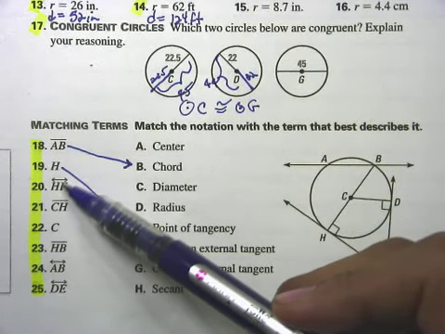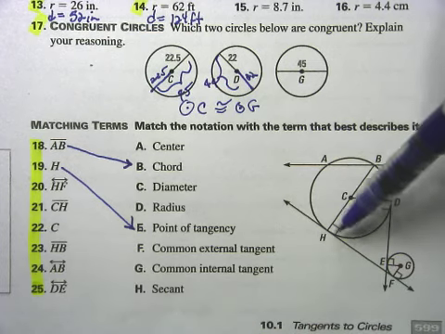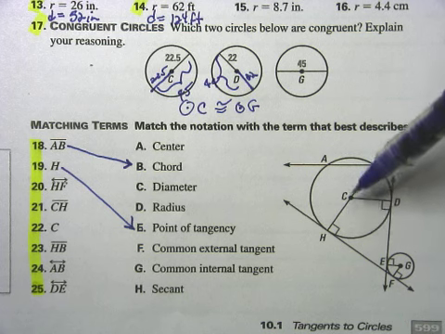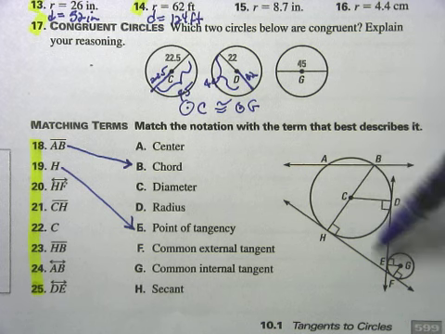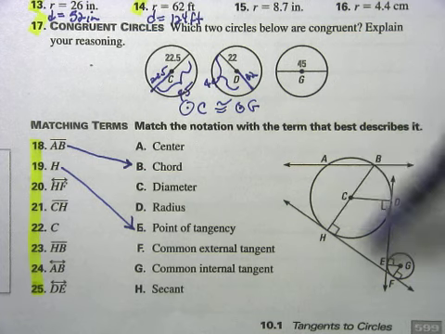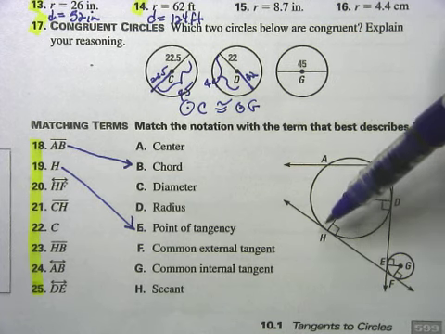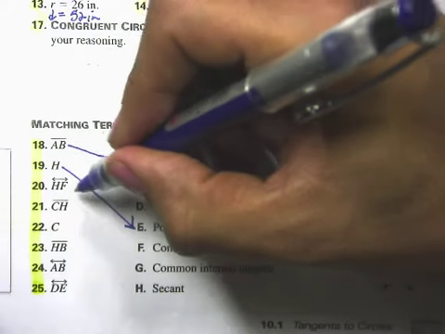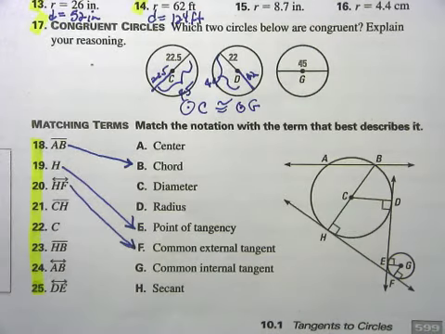Now notice number 20. Number 20, we have the little arrows over the letters, so we know that that's a line. So they're referring to line HF. Well, if you look here, line HF is tangent to circle C. It's also tangent to circle G, and it's on the outside of both circles. So it's a common tangent for both of them, and it's called a common external tangent. So number 20 is letter F.